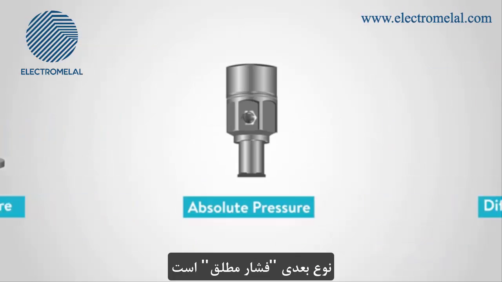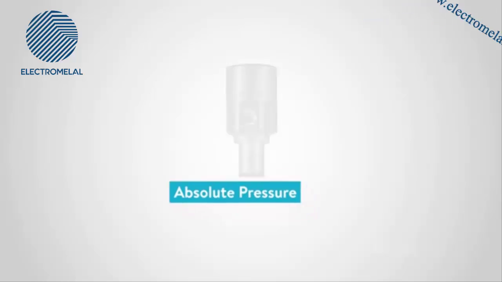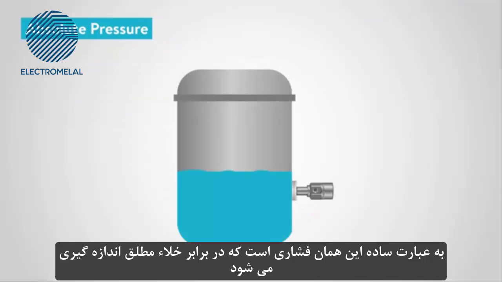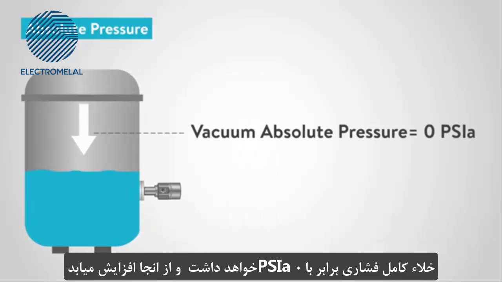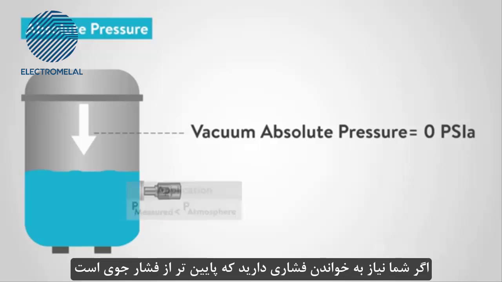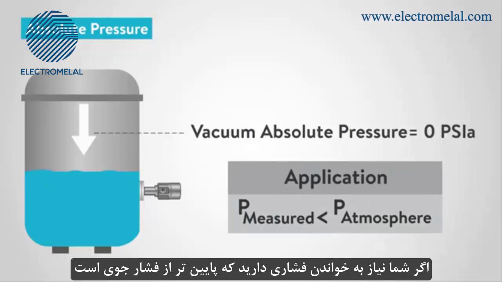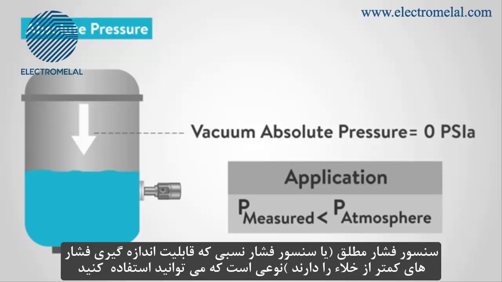The next type is absolute pressure. Simply put, this is the pressure as measured against absolute vacuum. A full vacuum will have an absolute pressure of 0 psi, and increase from there. If you need to read a pressure that is lower than atmospheric pressure, this is the type of sensor you would use.